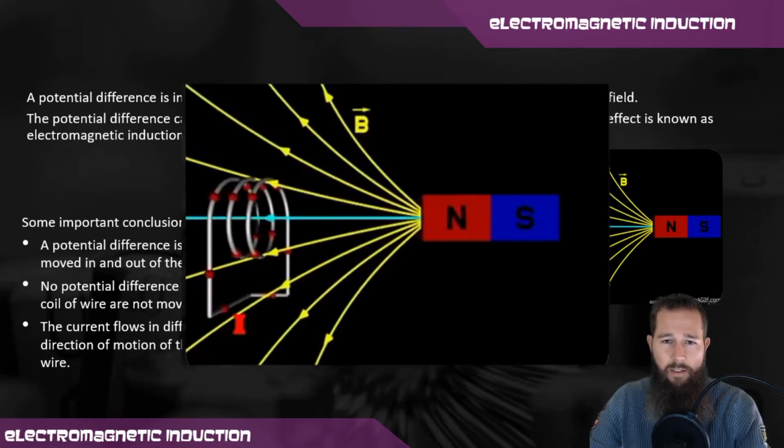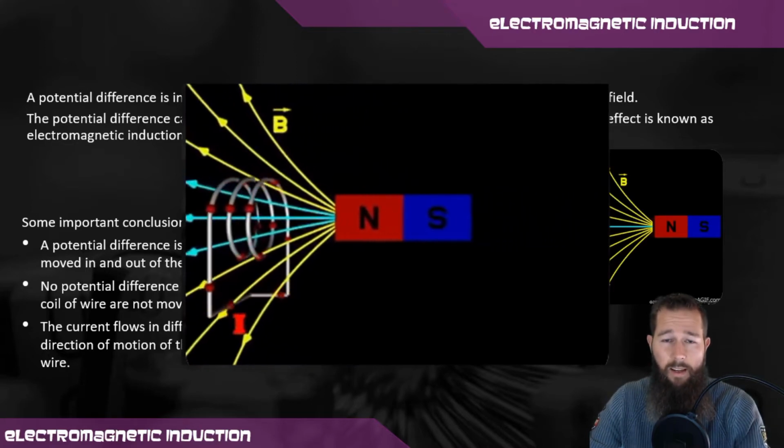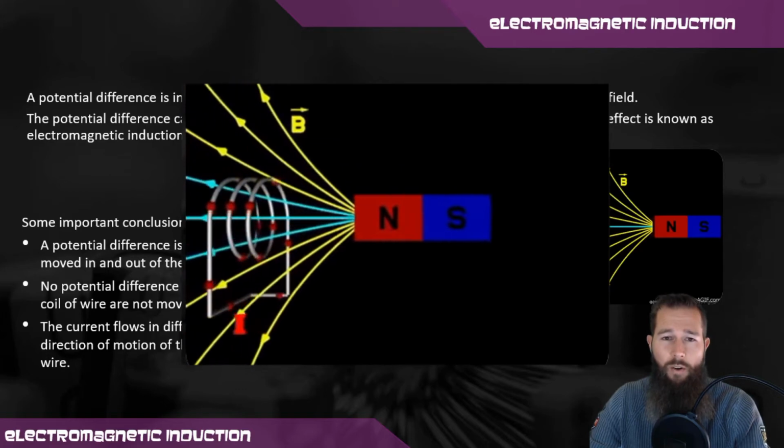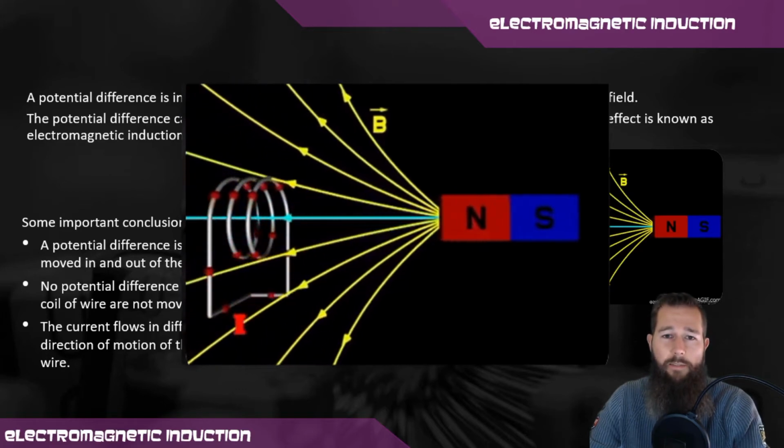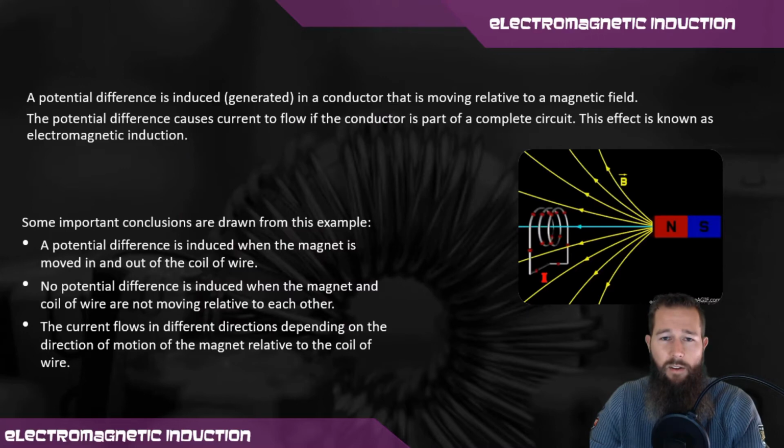A potential difference is induced when the magnet is moving in and out of the coil. No potential difference is induced if the magnet is stationary and there's no relative motion between the two. And the direction of the induced current depends on the motion of the magnet.